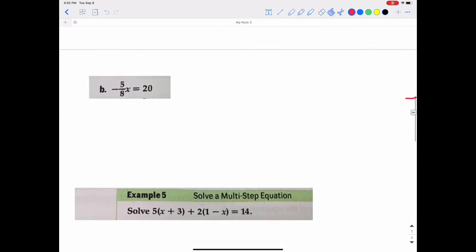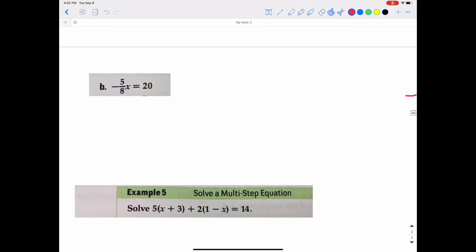On part B on that example, it's negative 5/8 x equals 20. In order to do that, a lot of people say, well, I need to divide by negative 5/8, and that's perfectly fine, and that will give you the correct answer. But another way of dividing by 5/8 is to multiply by the reciprocal, which is what you get when you flip it over, which is 8/5.